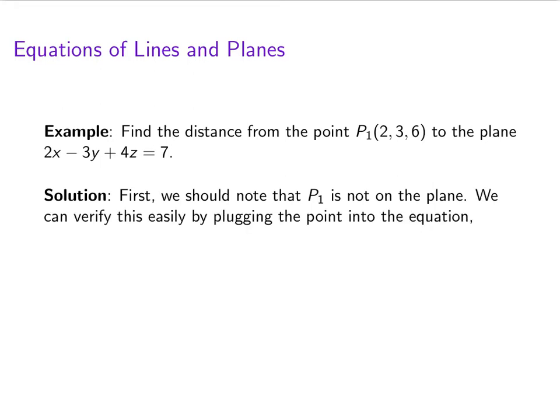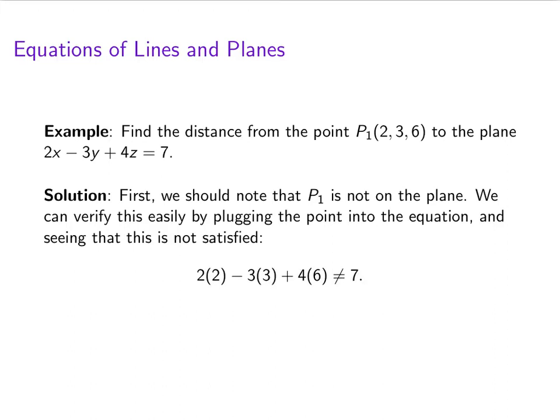Now the way we can verify that this point is not on the plane is to plug the point (2, 3, 6) into the equation. And when we do that, we'll see that it's not satisfied. It doesn't equal 7. So that point is not on the plane, and there is some distance from the point to the plane that's a positive number. We're going to figure out what that is.